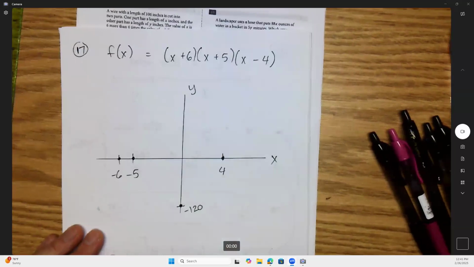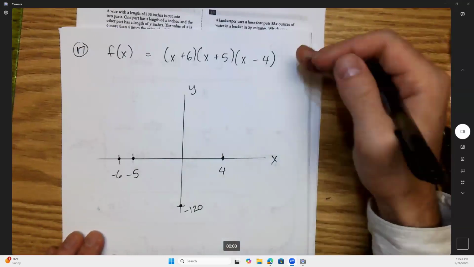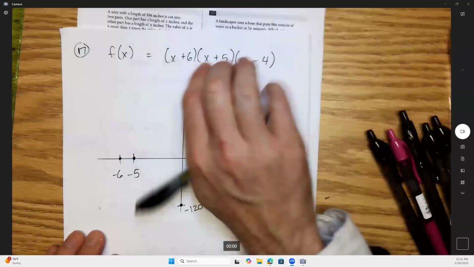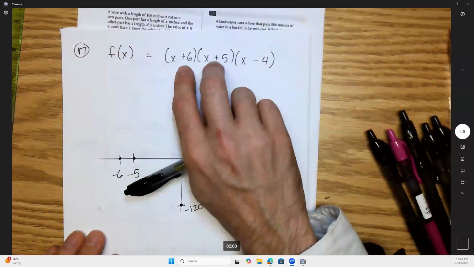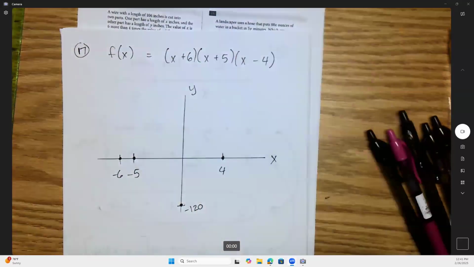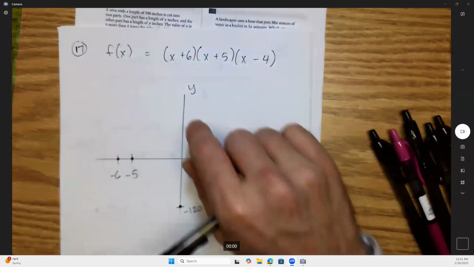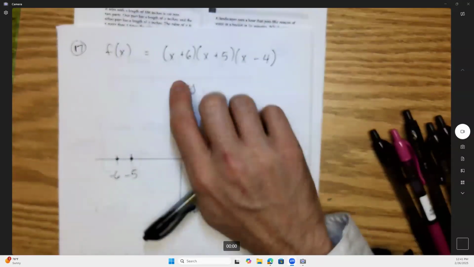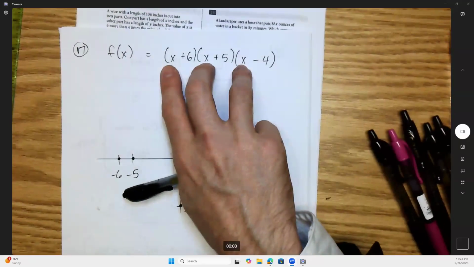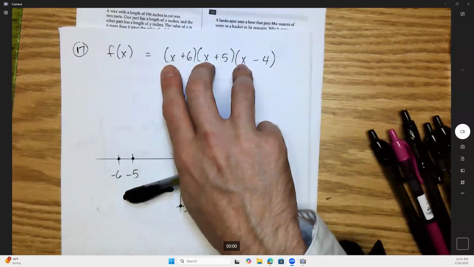Isn't that true? Here's another way to think about how to put this graph together. What if you expanded this whole thing? So you FOIL this and then you distribute that. Now that would take a long time. That would take like 10 minutes. But at the end of that process, your very first term would be x to the power of what?